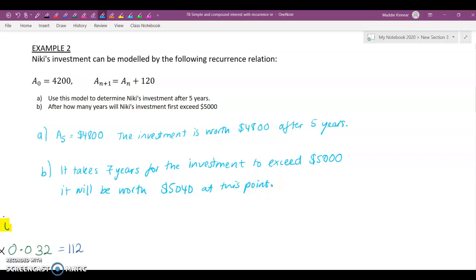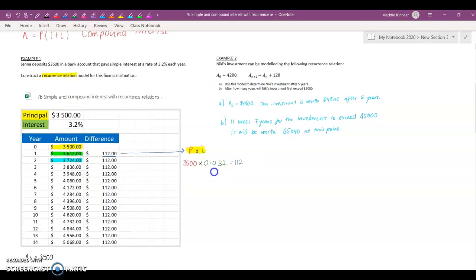And that's how we use recurrence relations to model simple interest.